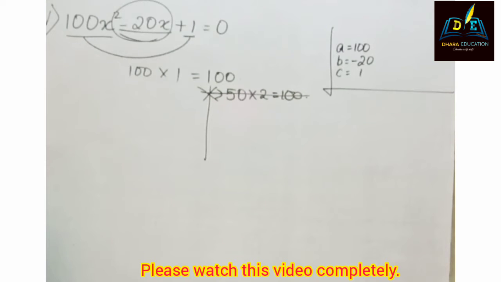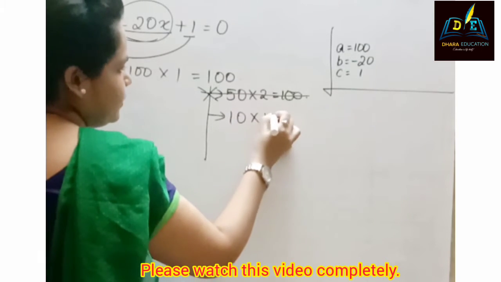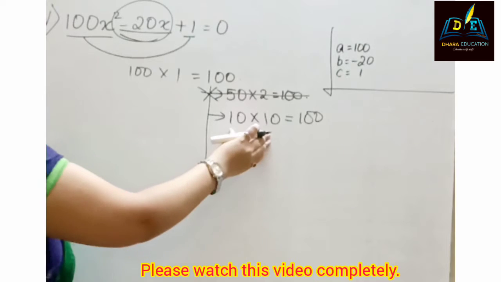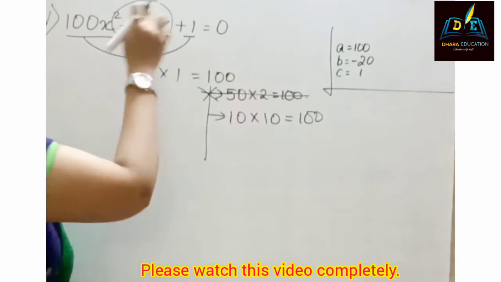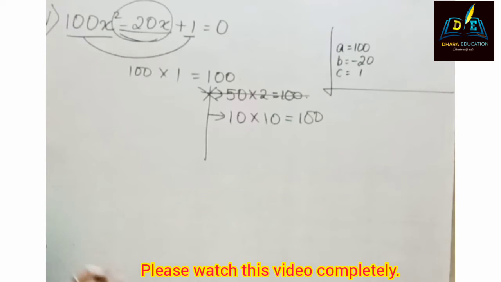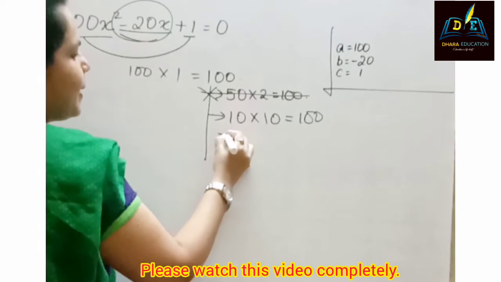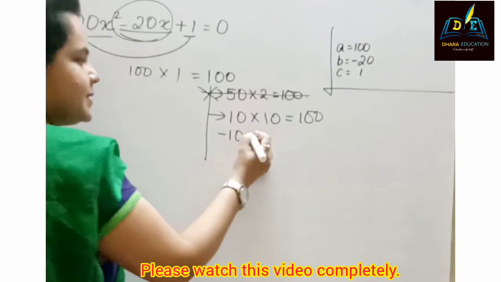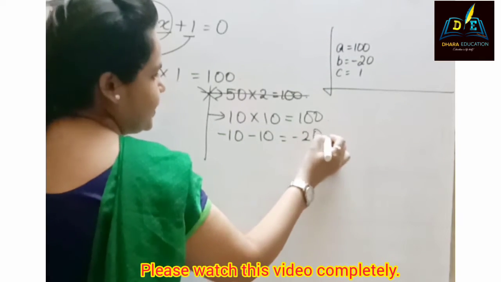On the other hand, if we make it possible in a quick way, 10 multiplied by 10 gives you how much? 100. If we make it addition or subtraction, the middle term will be fulfilled, that is minus 20. So if we want minus 20, we have to put what? Minus 10. Minus 10 minus 10 gives you minus 20.